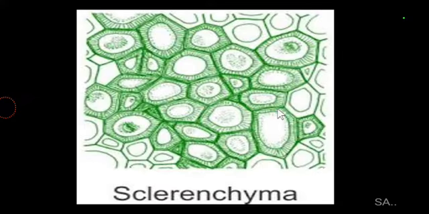I hope that you understood it. You understood about the permanent tissues, the simple permanent tissues: epidermal, ground tissues, and the supporting tissues. And here you can see this sclerenchyma. The sclerenchyma cell is somewhat rectangular and they are compactly arranged with no intercellular spaces.